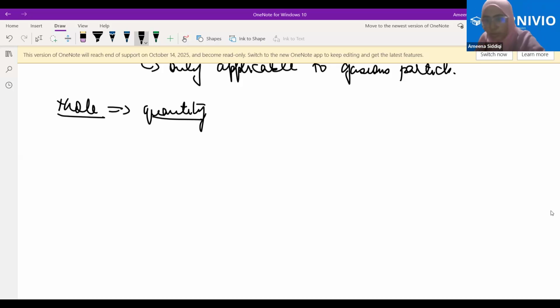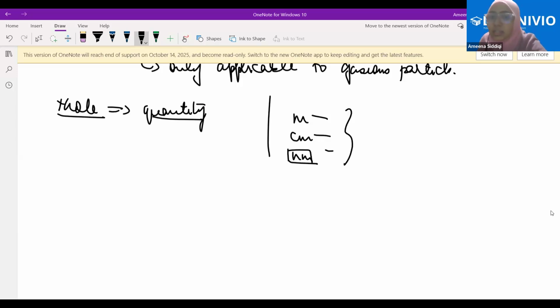Simple point. Now, what you told me, meter, centimeter. First of all, nanometer is also a very small unit used for the atoms and the particles and the molecules. But the point is that these are not measuring the quantity. These are measuring the length. They are also measurement units, but they are measuring the length. Mole is also, in simple words, a measuring unit. But what is it measuring? It is measuring some quantity.